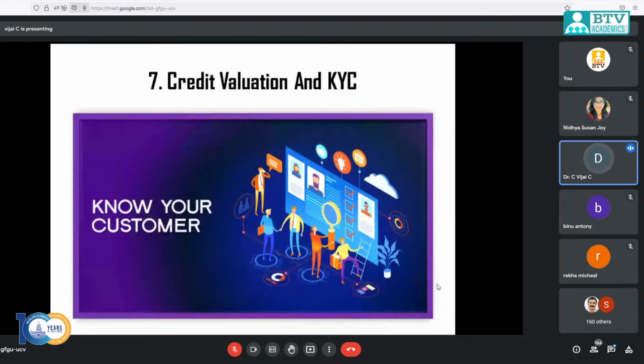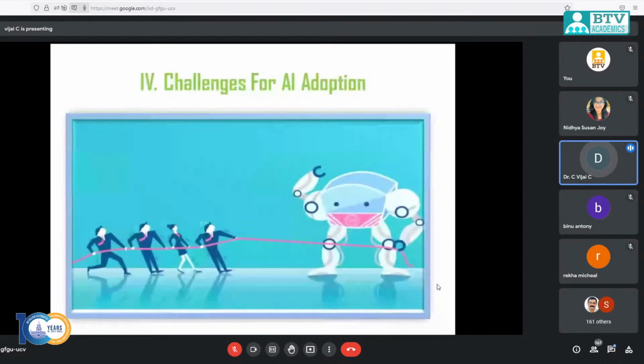And the last part, the fourth one, is the challenges for AI adoption. The banking sector in India is now increasing its adoption of AI technology. According to joint research conducted by the National Business Research Institute and Narrative Science, in India, 82% of financial services are already using AI technologies, such as predictive analytics and voice recognition.